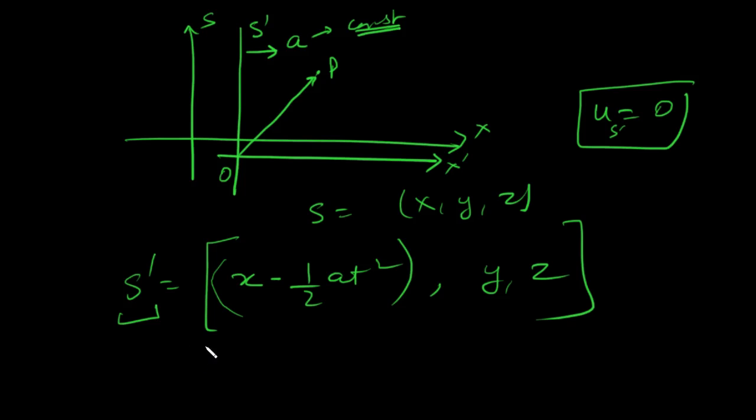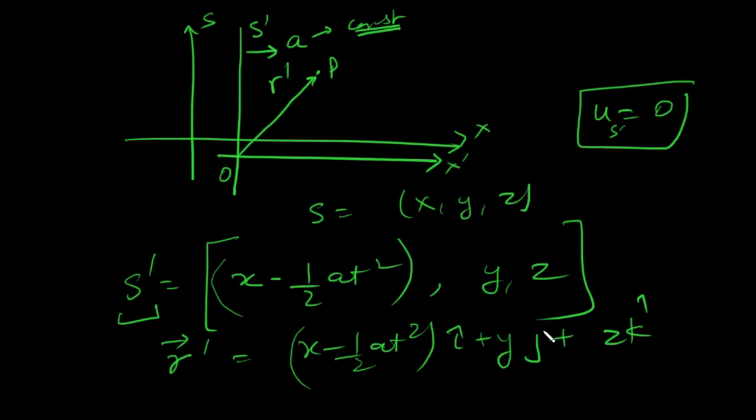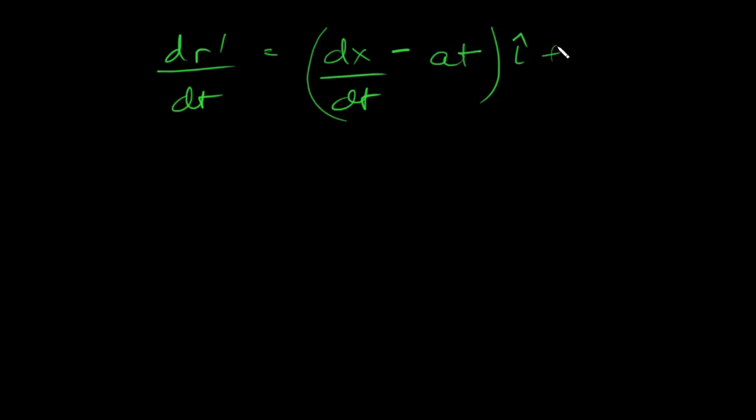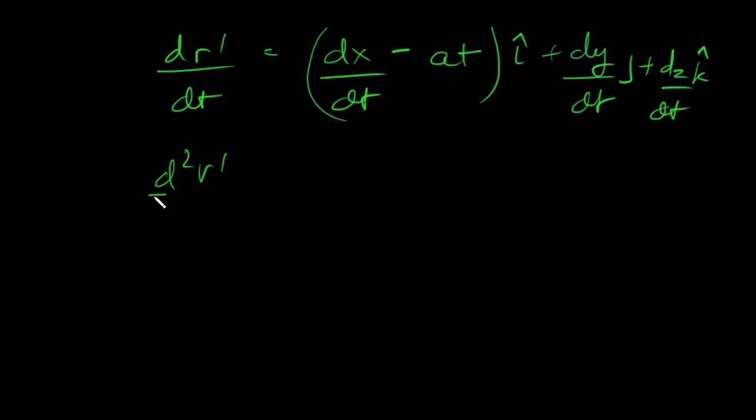Now what would be R dash? R dash would be equal to (X minus half A T square) i plus Y j plus Z k. So dr dash by dt would be equal to dx by dt minus A T i, since acceleration is constant, plus dy by dt j plus dz by dt k. And what will be the double differential of this? This would be the acceleration with respect to S dash.